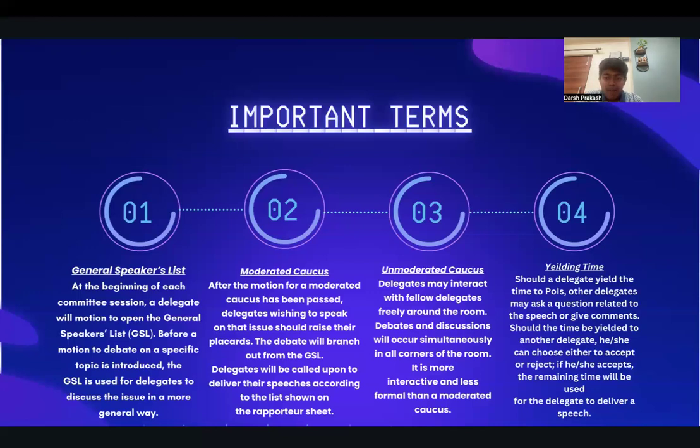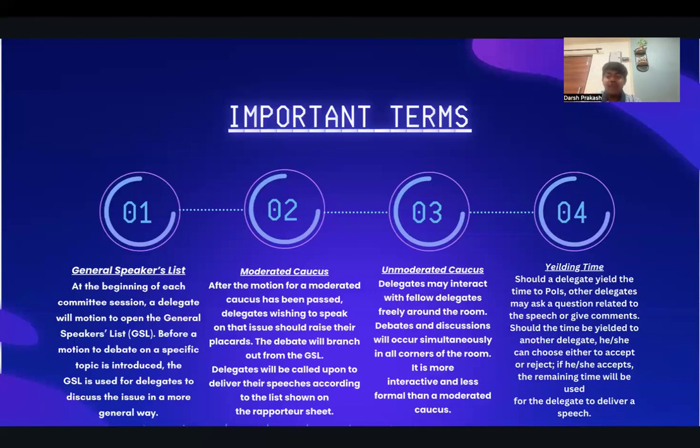Okay, now another important term is yielding time. So what is yielding time now? For example, yielding time is like this: you're delivering a GSL speech. While delivering a GSL speech, out of 90 seconds, you spoke only for 80 seconds and 10 seconds are left. So the EB will ask, delegate, you are left with 10 seconds. How would you like to yield your time, right? So you can say the delegate of India or delegate of USA, UK, anything, would like to yield the time.